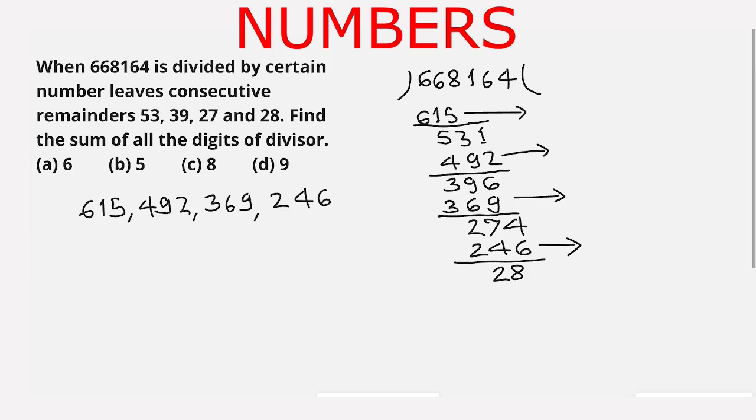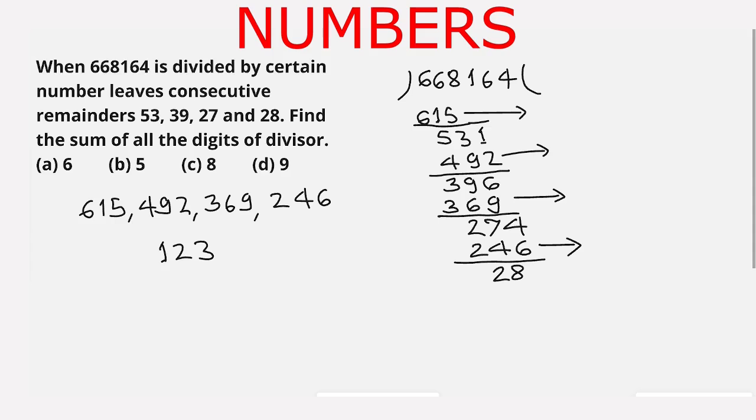On observing the consecutive remainders, the highest remainder is 53. It means that our divisor must be greater than 53 and must be a factor of all these numbers: 615, 492, 369 and 246. And that number is nothing else but the HCF of all these numbers. And the HCF of all these numbers is 123. And 123 is the required divisor of the given number.